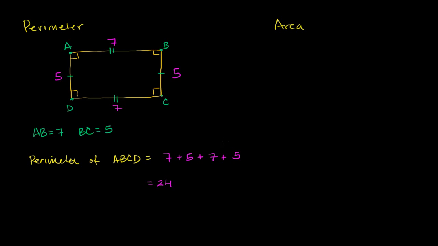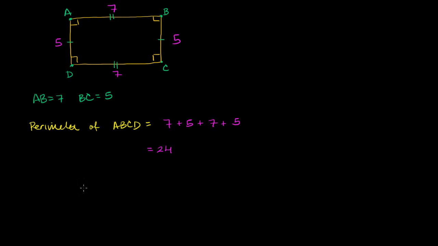And you could go the other way around. Let's say that you have a square, which is a special case of a rectangle. A square has four sides and 4 right angles, and all of the sides are equal. So let me draw a square here. My best attempt. So this is A, B, C, D.